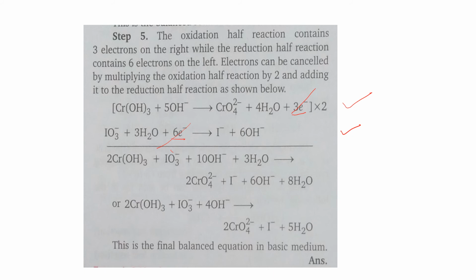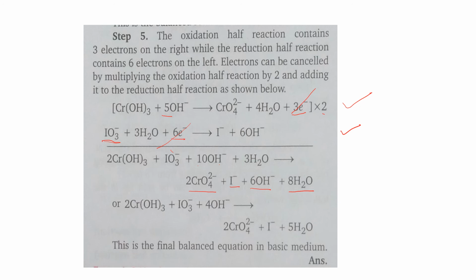So I am getting 2CrOH whole 3 plus this one, I am writing first, IO3 minus. Then this is 5 2s are 10 OH minus plus 3H2O in the left hand side. And in the right hand side I am getting CrO4 2 minus, and 2 has to be multiplied. So 2CrO4 2 minus plus 2 4s are 8 H2O, and here it is I minus and 6 OH minus.